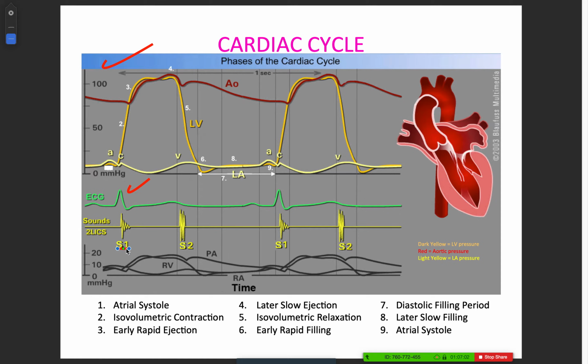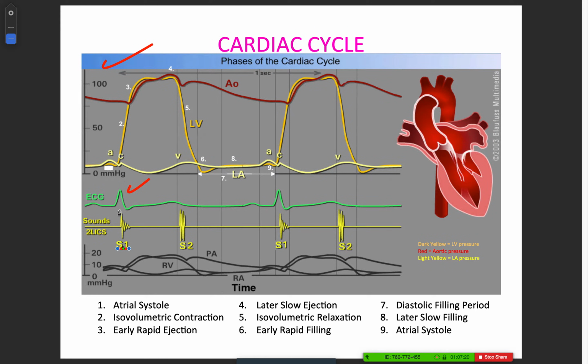That's our S1, right? S2 is the pulmonic valve and the aortic valve. The valves that are between the ventricles and wherever they're pumping the blood are closing during our S2. And that's something we're comfortable with.